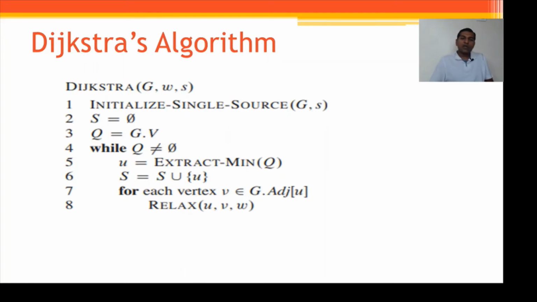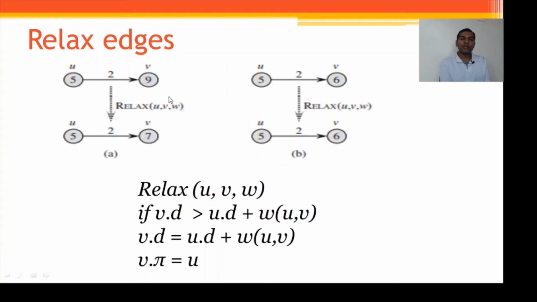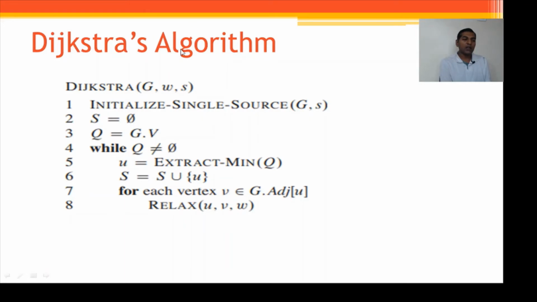So Dijkstra's algorithm is one of the very famous algorithms used for finding a minimum spanning tree. This algorithm will have G, W and S as the input. G is a graph, W is the weights of all the edges in the graph, whereas S is the starting point from where we will have to start visiting all the vertices.